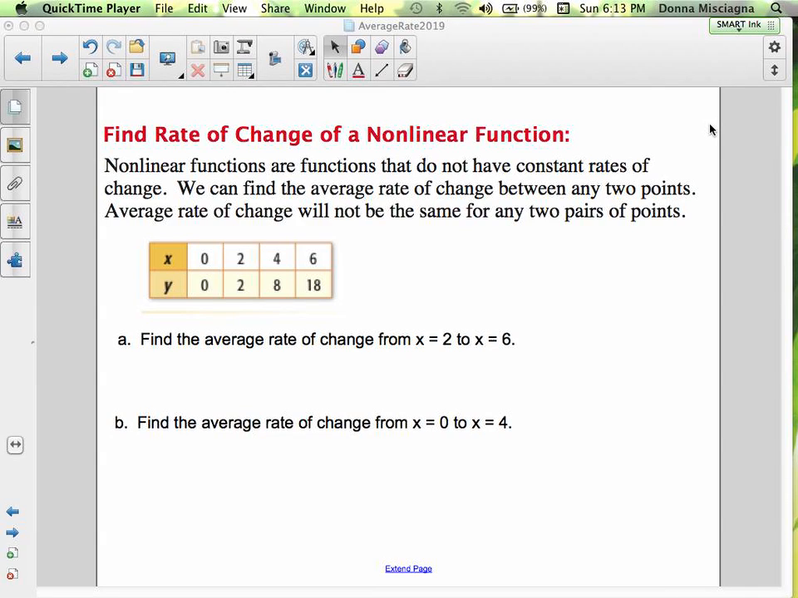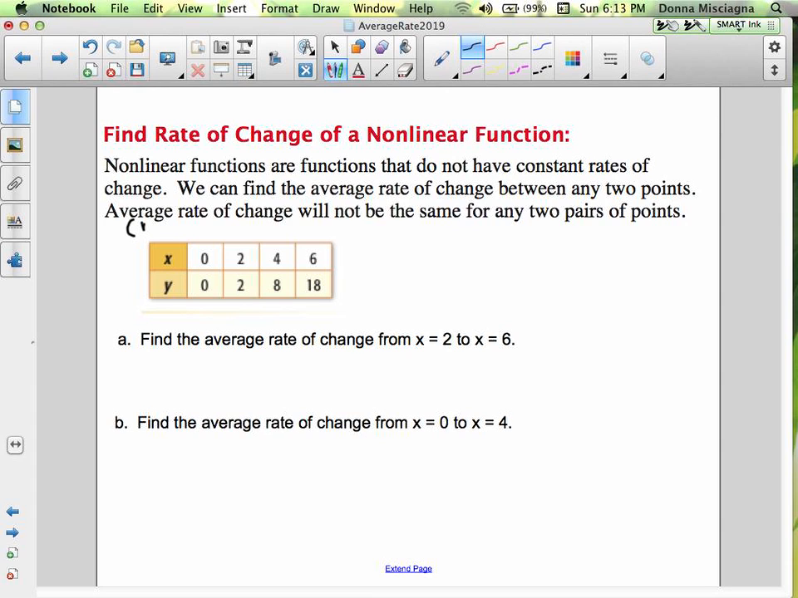Welcome. In this video, we're going to look at rate of change of a nonlinear function, and these ones are going to be from a table of values. So nonlinear functions are functions that do not have constant rates of change. We can find the average rate of change between any 2 points. Average rate of change will not be the same for any two pairs of points, and that is for nonlinear functions. As we know, only linear functions have a constant rate of change.